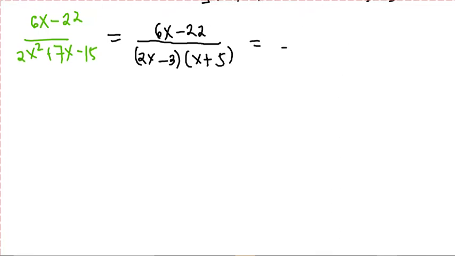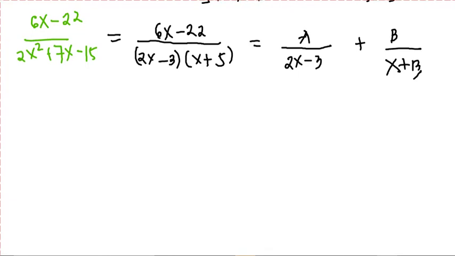Since they are linear factors, copy the whole denominator: you have 2x minus 3 plus another denominator, x plus 5. Since they are linear, what goes on top will be just A and B. And then we can perform the method you want, either algebra or the cover-up method. I think it is easier if we perform the cover-up, especially if the given denominators are linear.